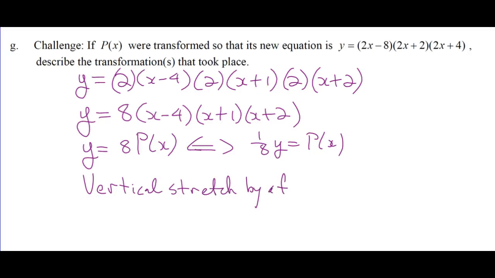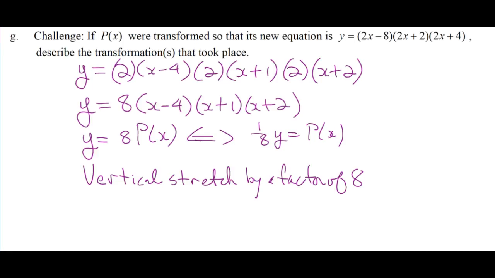By a factor of 8. Okay? And if you like, you can throw in about the x-axis. Okay, so you had one more, right? H? Which is not on this page. Not on this page. Okay, doesn't exist, I've got to write it out. Okay, so H.